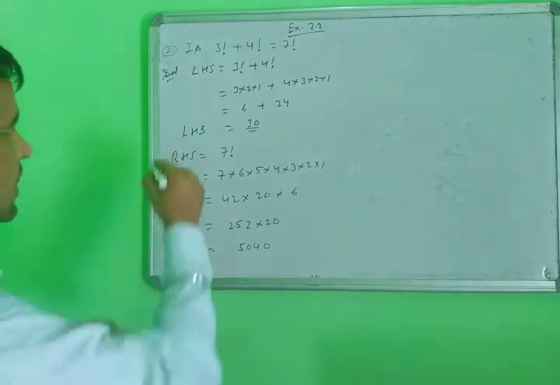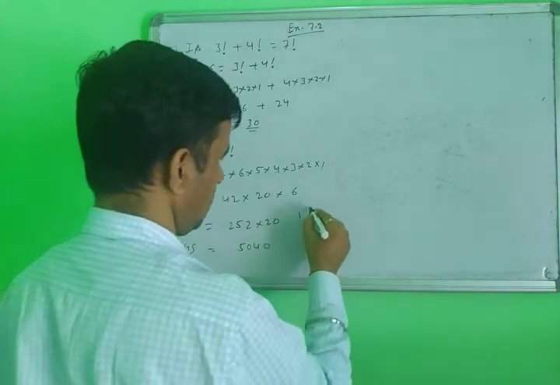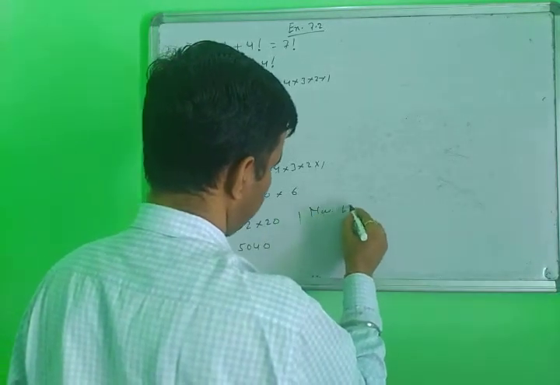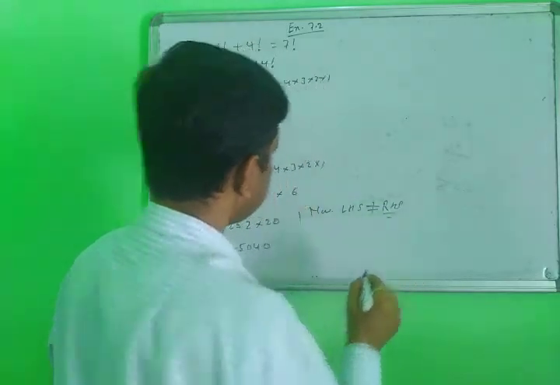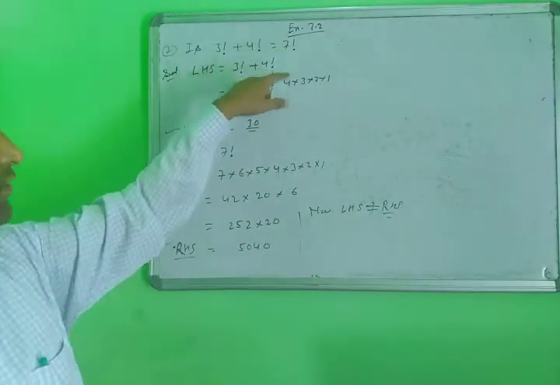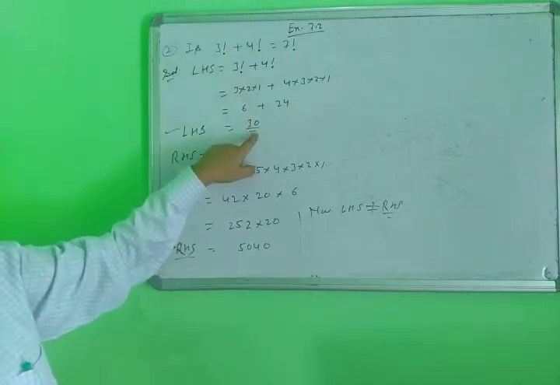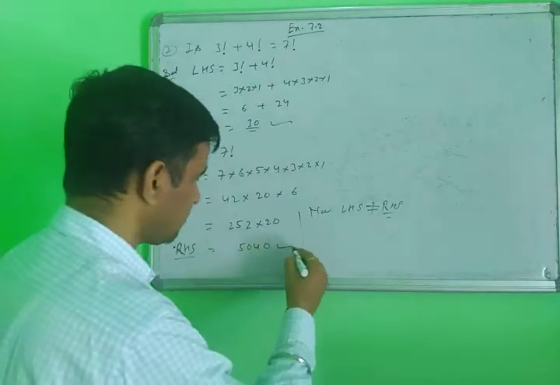And this is the value of the LHS. LHS and RHS, both values are different. So now the LHS does not equal the RHS. In this way, you don't directly add factorials. The value of the LHS is only 30, and the value of the RHS here is 5040.